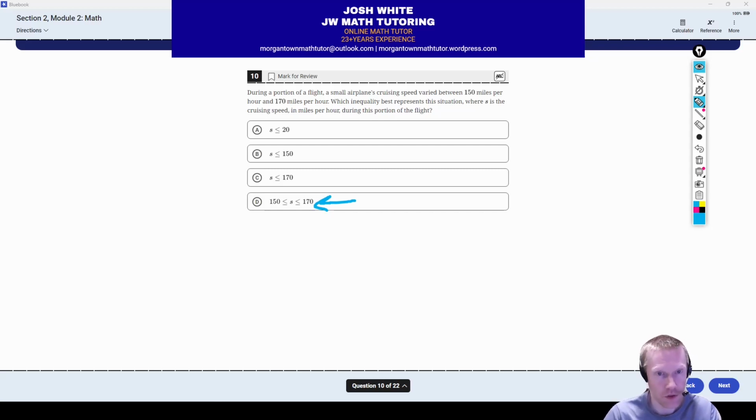The first three answer choices basically only have ceilings, okay? The first one says it's anything less than 20 miles per hour. Second one, basically any number less than 150. Third one, anything less than 170. D is the only one that has a floor, which says it has to be at least 150 miles per hour. So the correct answer here is just going to be letter D.